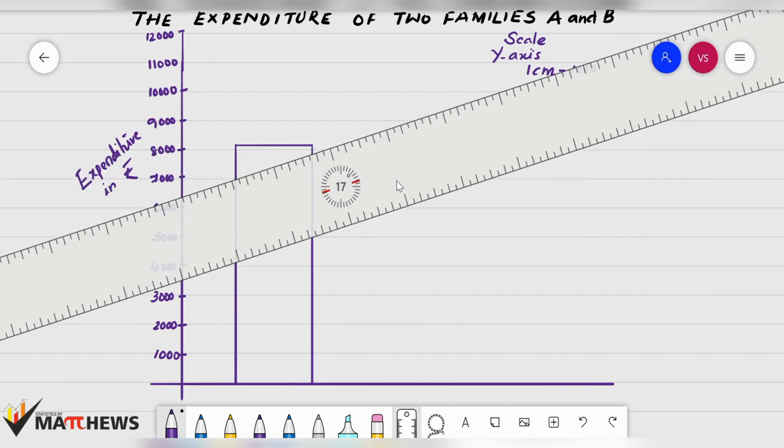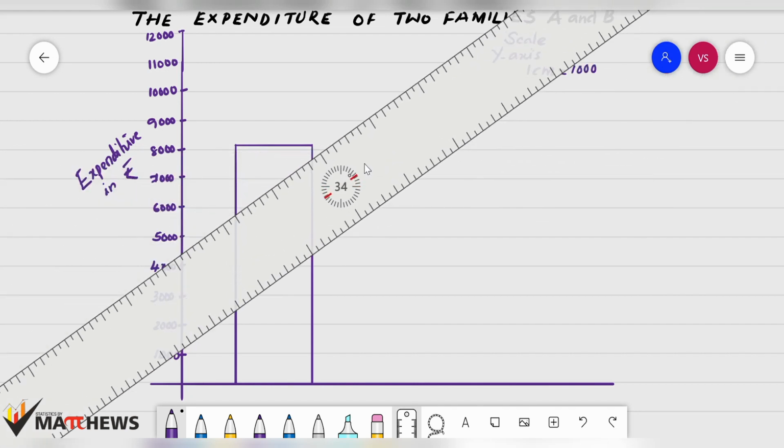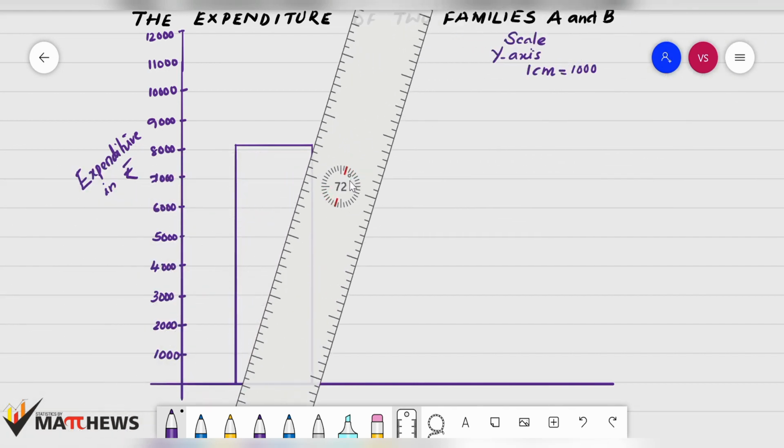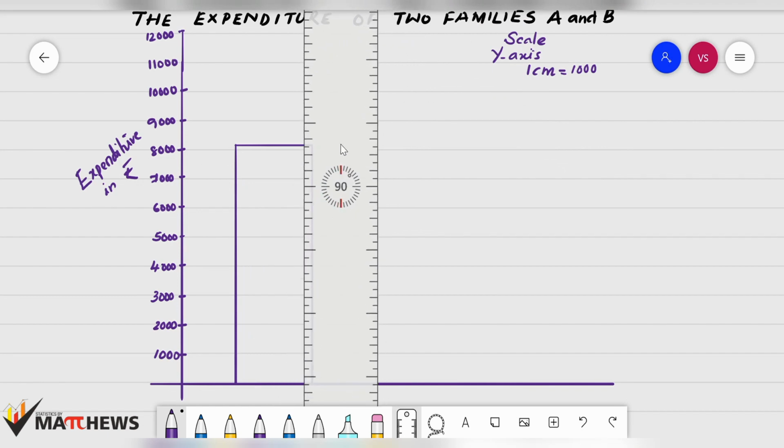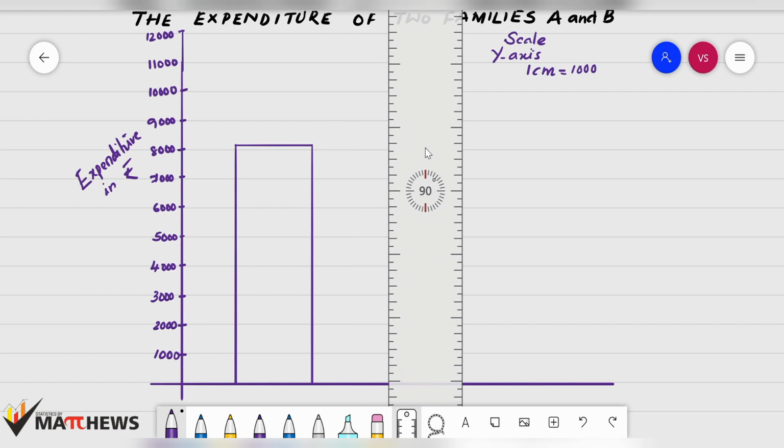The next one is for which family? Family B. Okay, I will take, what is that length? 11,700. So 11,000, somewhere around 700 comes here. So I will draw the line here. Okay, the same width for this.